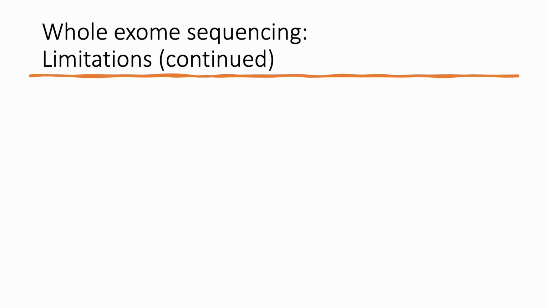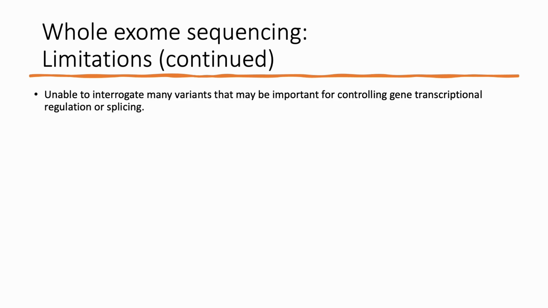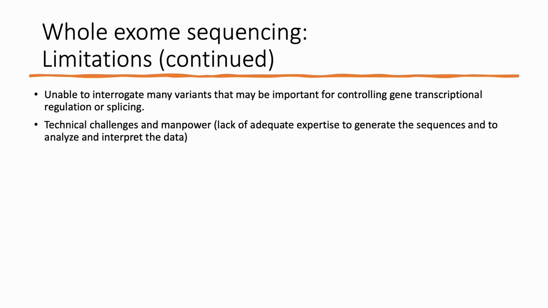Continuing with the limitations of whole exome sequencing, there are additional challenges to consider. One significant limitation is that whole exome sequencing is unable to interrogate many variants that may be important for controlling gene transcriptional regulation or splicing. These regulatory elements play crucial roles in gene expression, and their absence in exome data can hinder our understanding of certain genetic conditions. There are also technical challenges associated with whole exome sequencing, particularly the need for adequate expertise to generate, analyze, and interpret the sequencing data. A lack of trained personnel can complicate the implementation of whole exome sequencing in clinical settings, potentially affecting diagnostic accuracy.